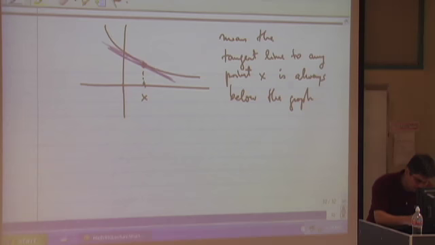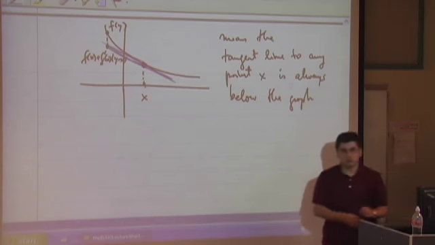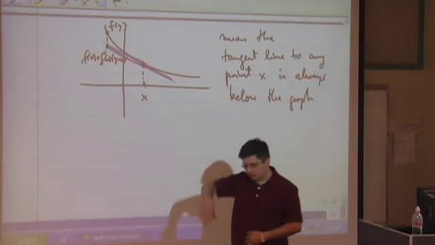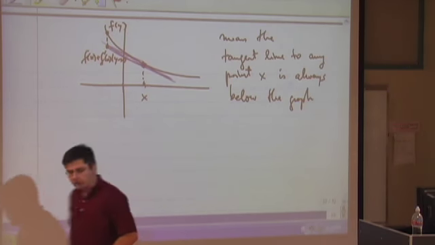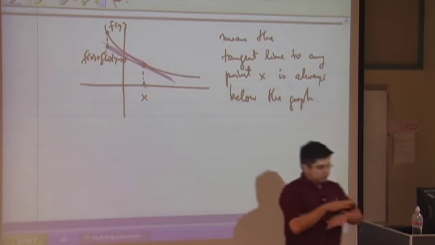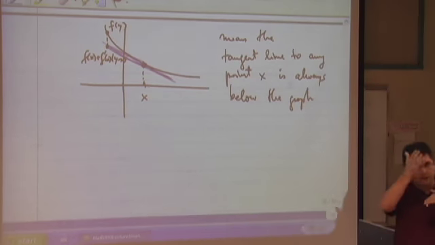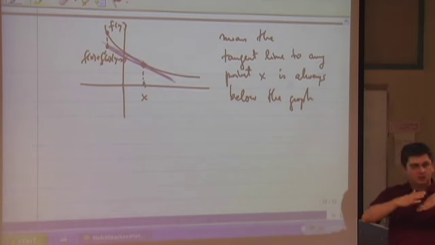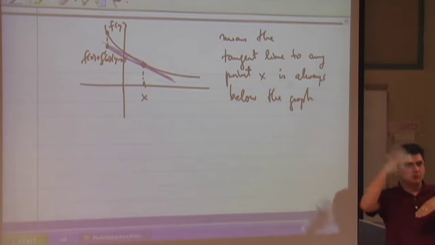Right? Because this would be f of y, and this would be f of x plus f prime of x times y minus x. Okay? So that's the property of convex functions. The main property is that you take a tangent line to the graph at any point, and that basically leaves the graph on one side of it.